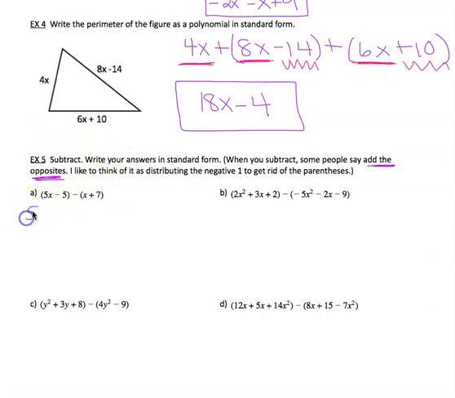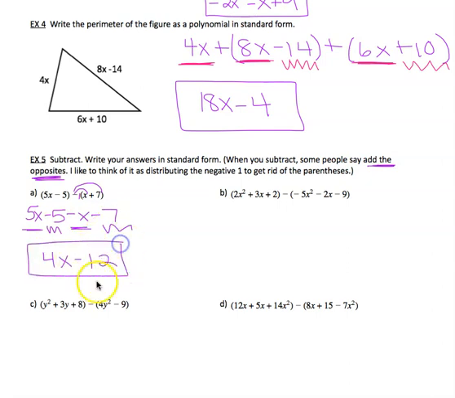So you're going to copy the first polynomial. You're going to distribute the negative 1. So negative 1 times x is negative x. Negative 1 times 7 is negative 7. Once you've distributed, now it's just like adding. Say, okay, underlines, squiggles, 5x minus x is 4x, negative 5 plus negative 7 is negative 12, and we're done. So it's really just like example 3, except we have to distribute this negative first.